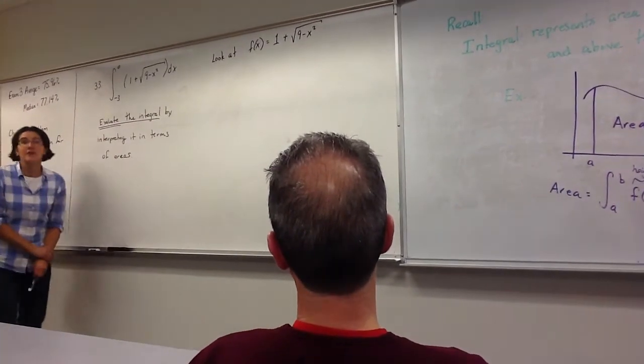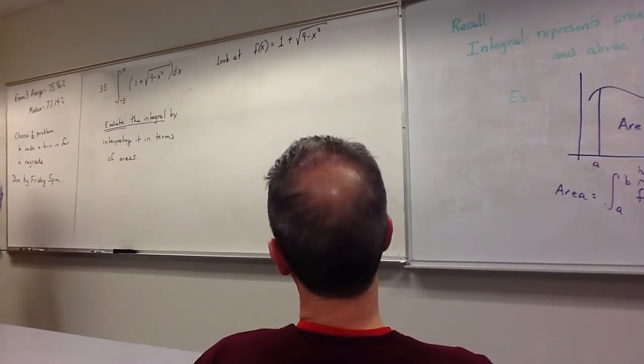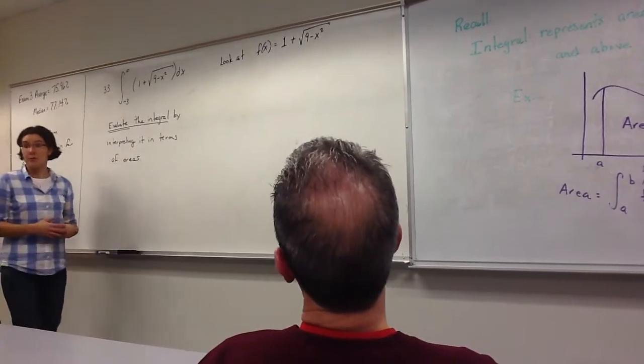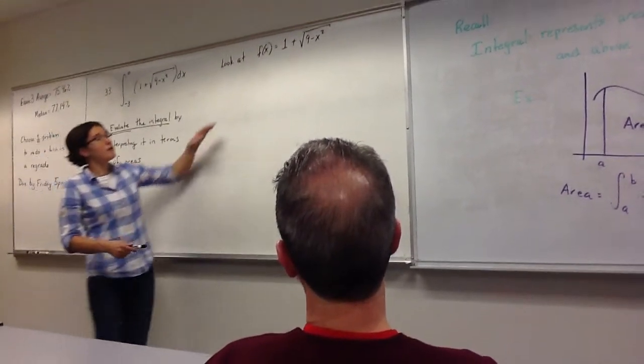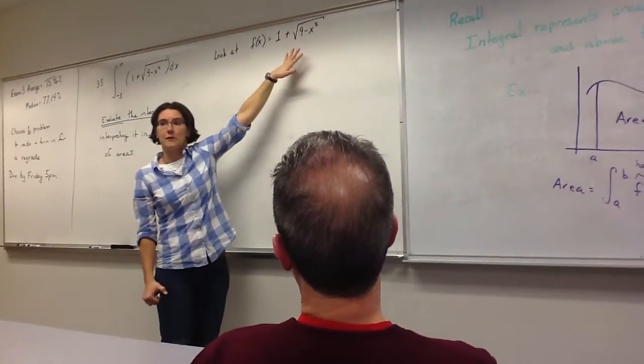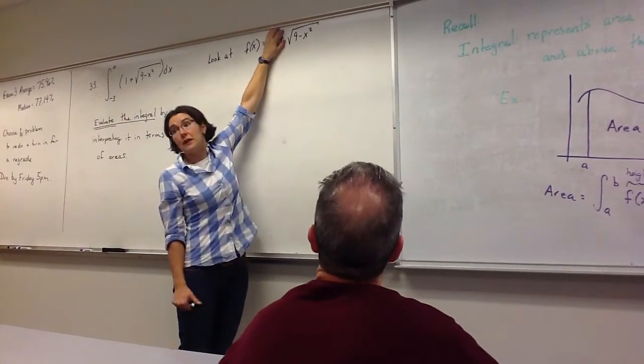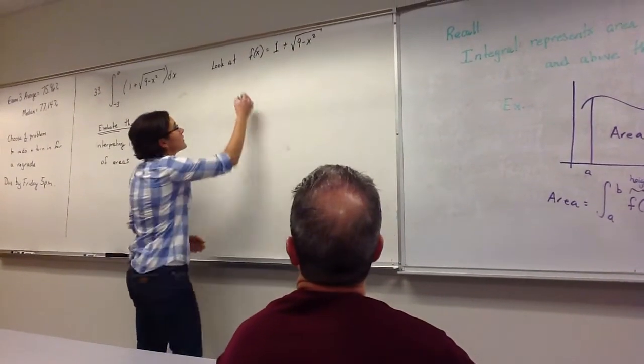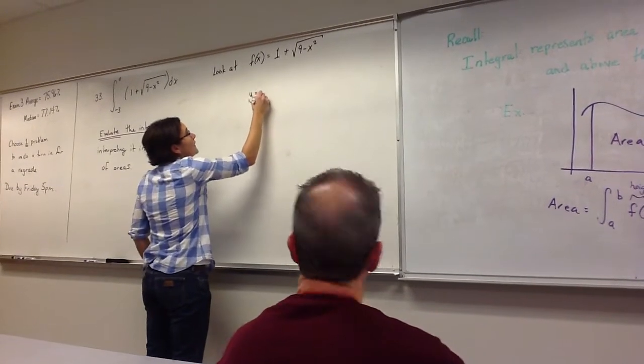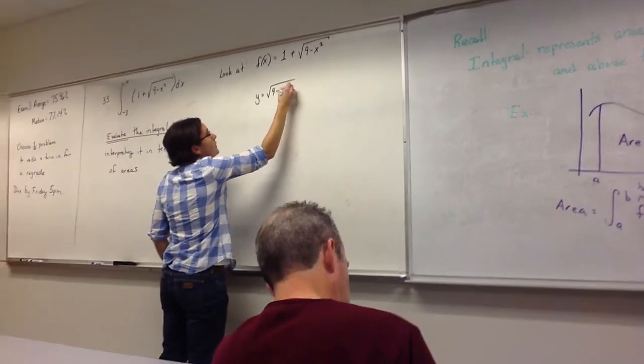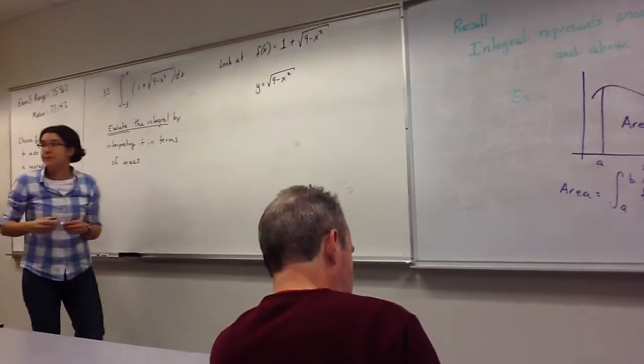Right. So here's what we want to think about. You might go to your calculator and say, okay, let me draw a picture of this. But what I'm going to recommend is that we analyze this a little bit more. So I'm going to forget about the 1 plus for now, and let's just look at y is equal to the square root of 9 minus x squared.